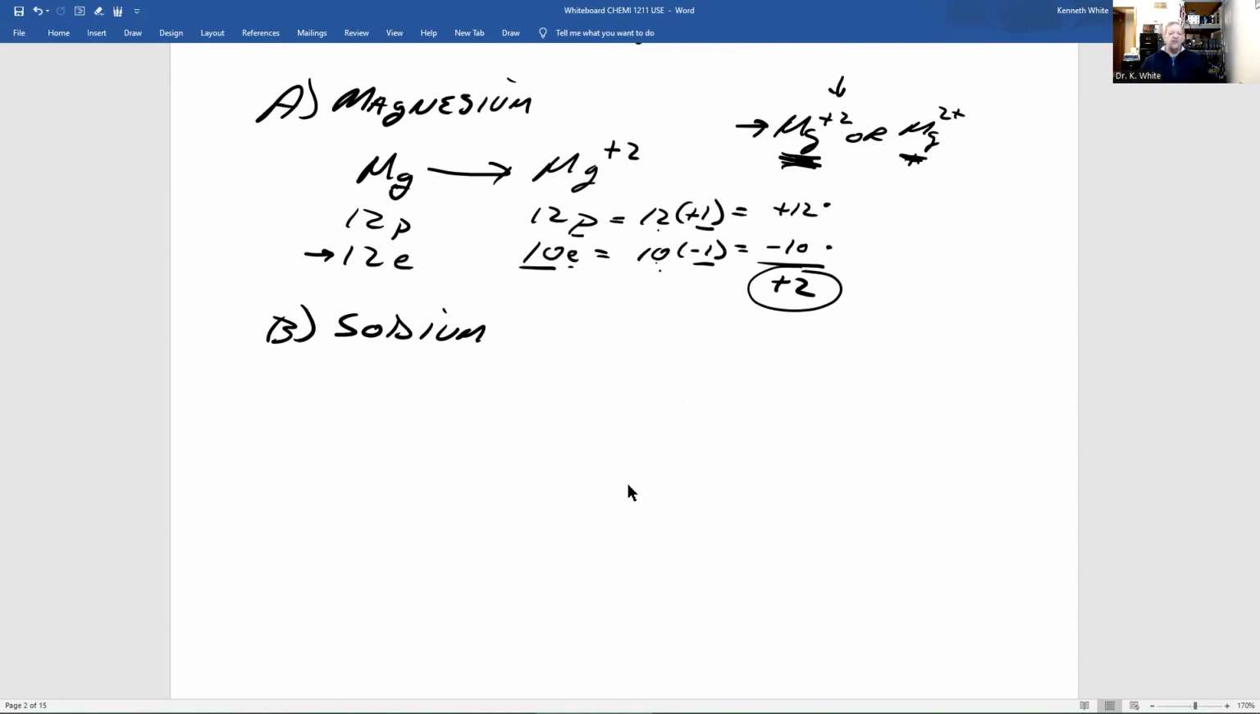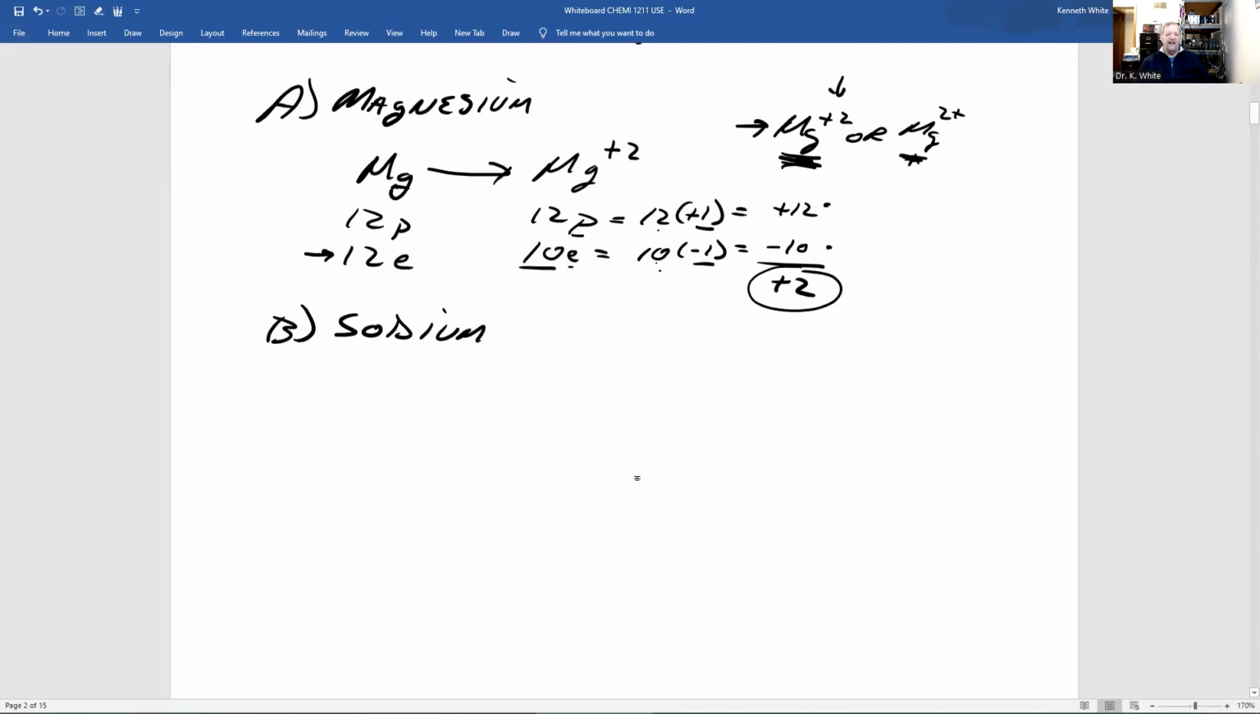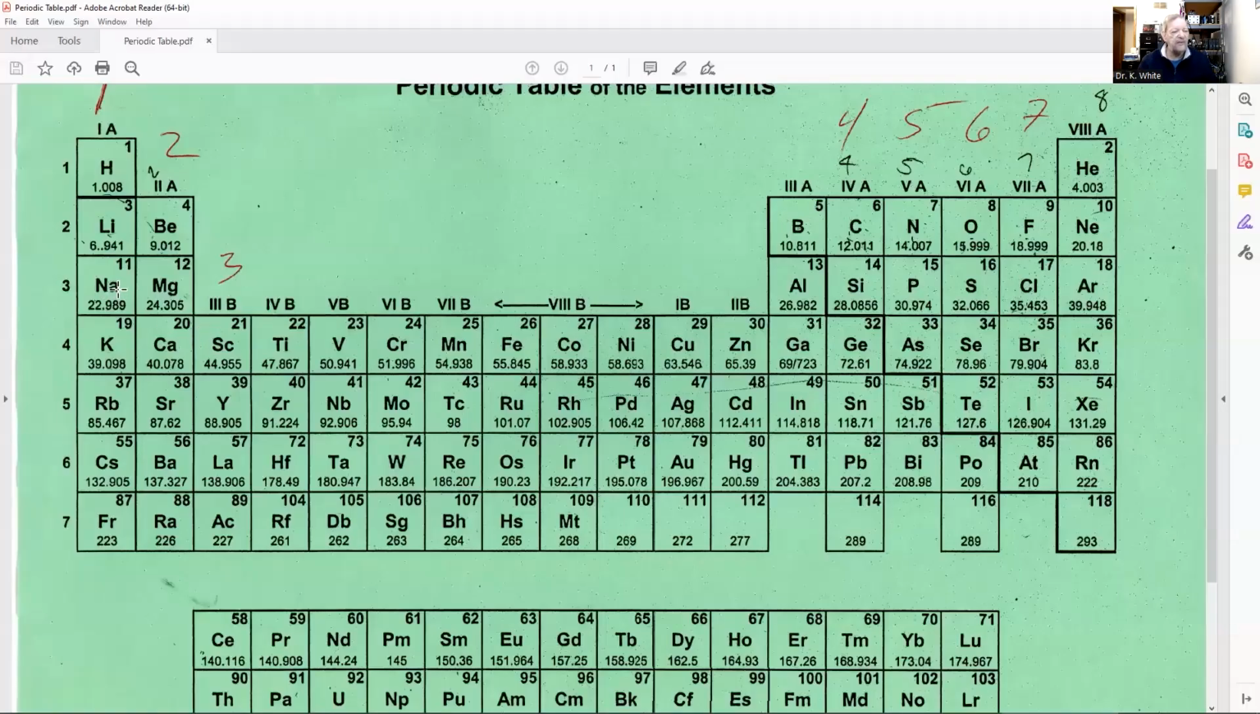And the question is, what ion does the following element form? And sodium, remember, has a chemical symbol Na. You should know this, like for test number 1, the symbol, not the ion form. That will be on test 2. And if we look at sodium, Na, sodium has 11 electrons and 11 protons. How do we know that? By the atomic number.